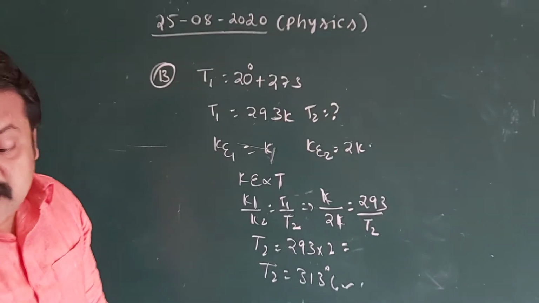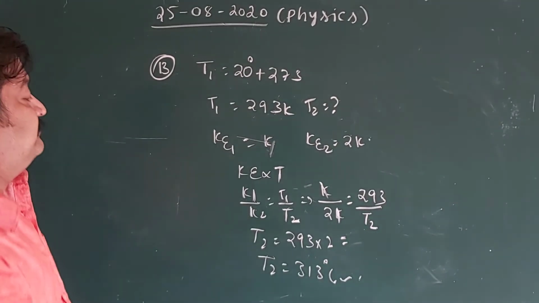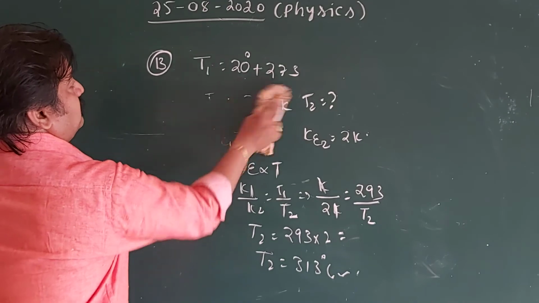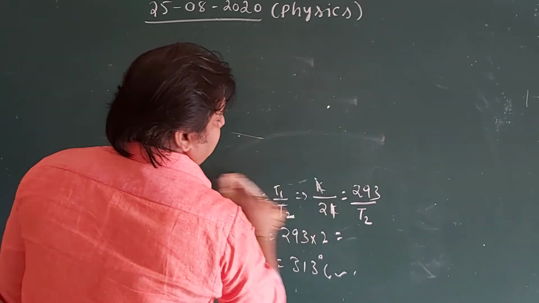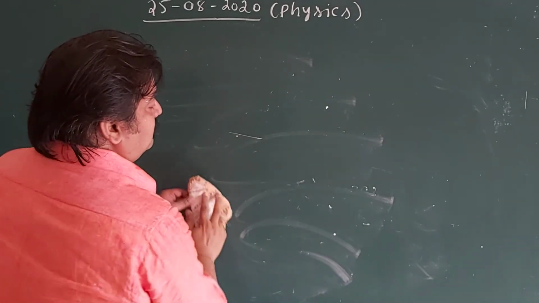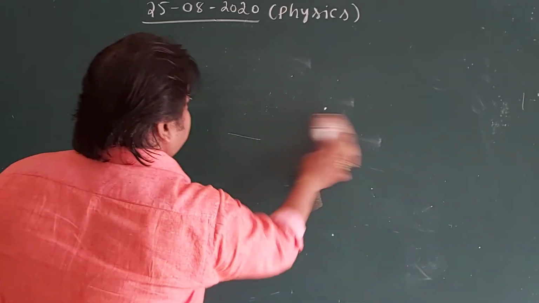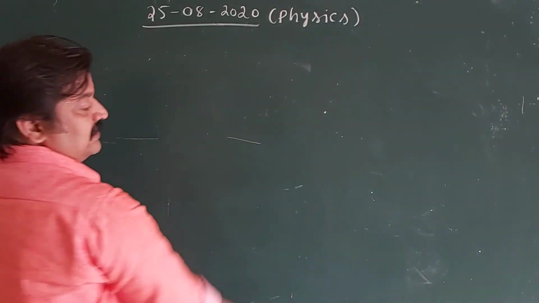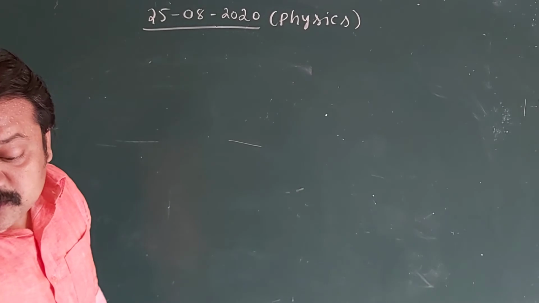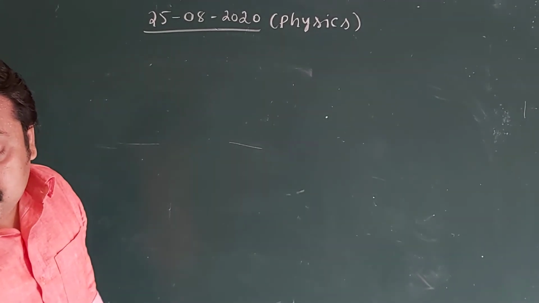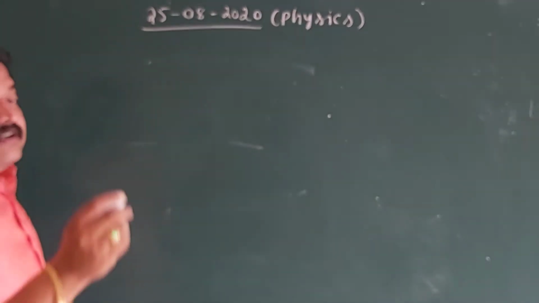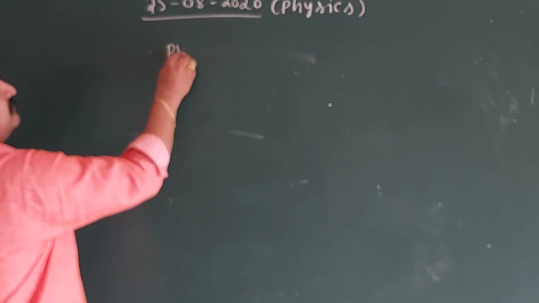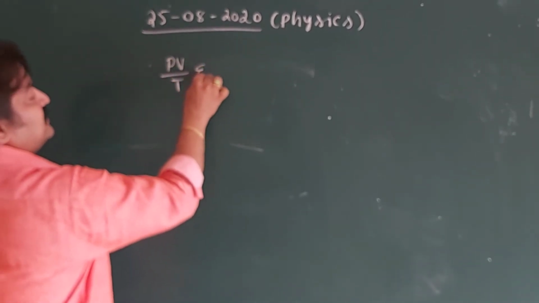Next, have a look at problem number 14. This is the most important problem. It seems to be lengthy, but the problem is very direct. 14th problem: a given graph gives the variation of PV by T versus temperature.